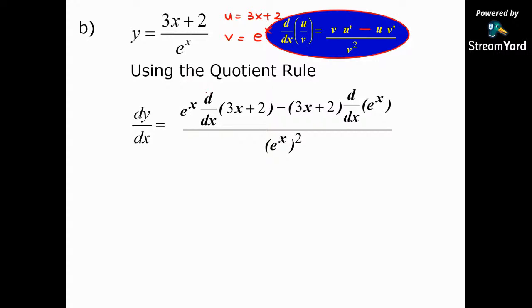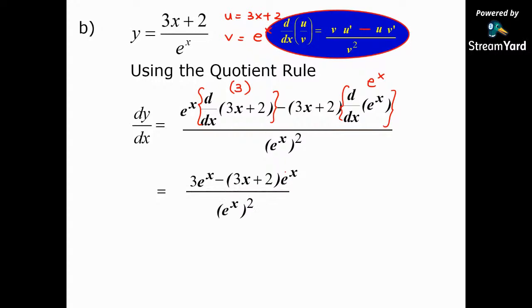And then we're going to differentiate one by one. Differentiating d/dx of 3x plus 2, the answer for this is 3. Differentiating e to the power of x, the answer for this is simply e to the power of x. So let us simplify them. 3e^x minus (3x + 2)e^x over (e^x) squared. And then of course you can actually factorize e^x in order to cancel out with the v squared.